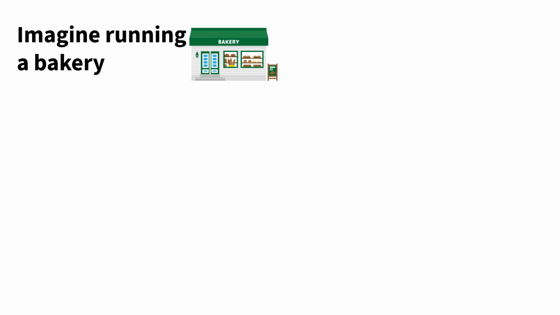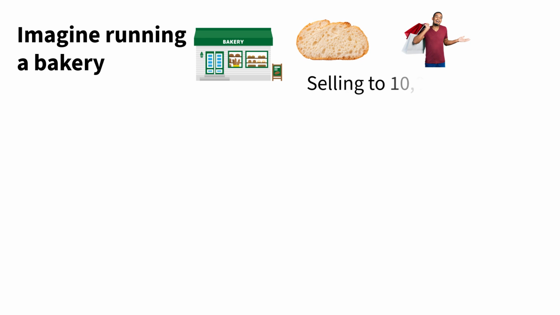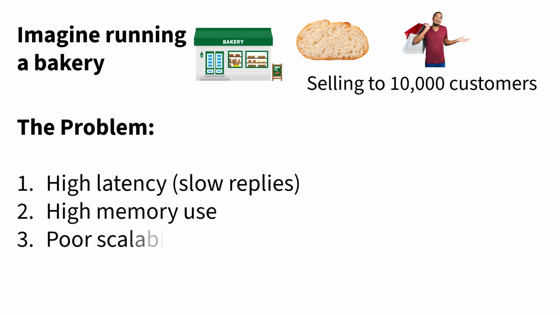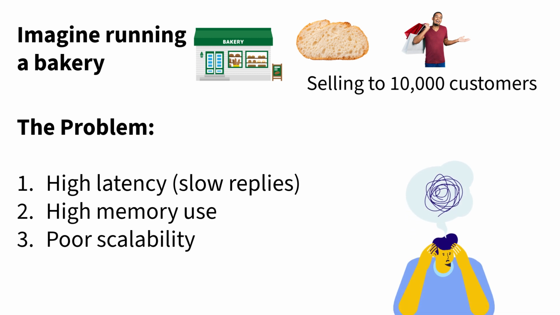Here is a quick story. Imagine running a bakery, but you bake each loaf of bread one at a time from scratch. Now imagine doing that for 10,000 customers. That's what traditional inference looks like for LLMs. Each user's input is treated separately, requiring full memory allocation and recomputation. This causes high latency, slow replies, high memory use, poor scalability, and if you are an enterprise or AI startup trying to deploy models at scale, that is a major bottleneck.